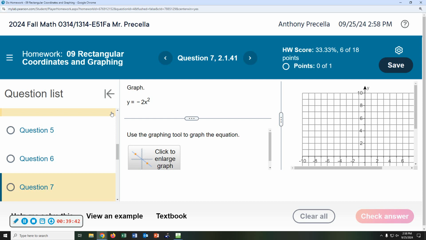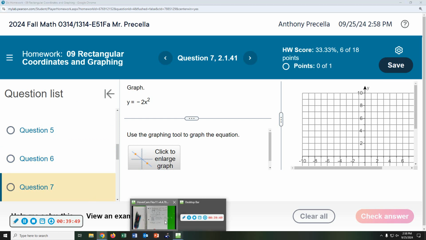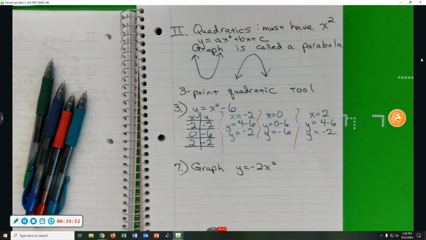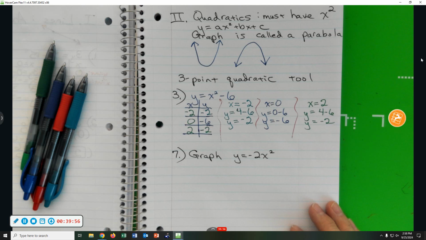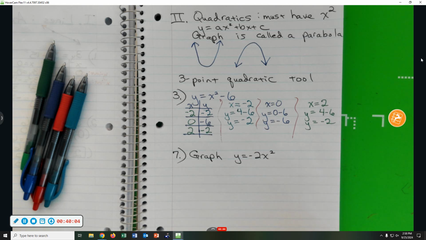There's a big difference between problem number 3 and problem number 7. What's the big difference? They didn't tell us what numbers to plug in. So it's up to you to decide the numbers you plug in. You can decide, oh, I'm going to plug in 10 for x.